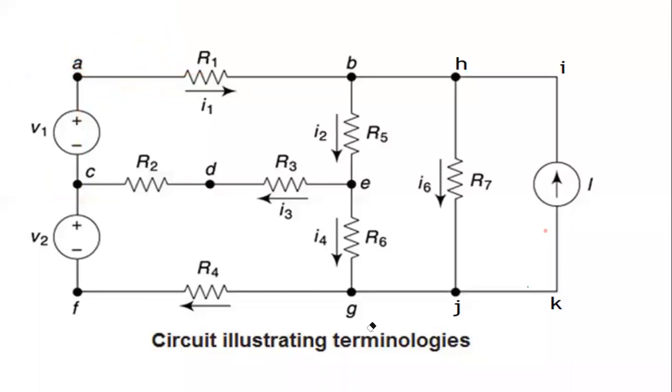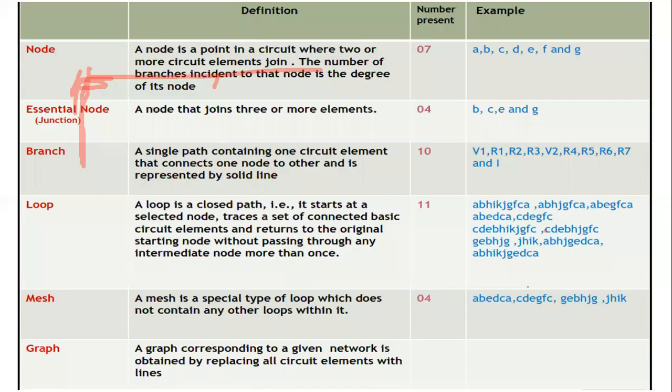Similarly, if you are not considering this as the node, then this whole is considered as a branch. Otherwise, there are two branches. Each element makes one branch. You can see here a single path containing one circuit element that connects one node to another and is represented by a solid line. So one circuit element makes one branch.